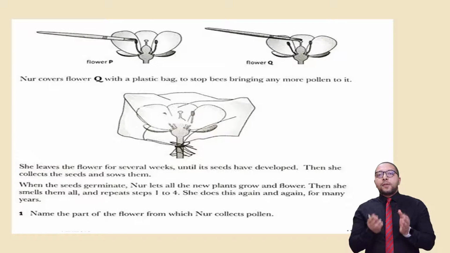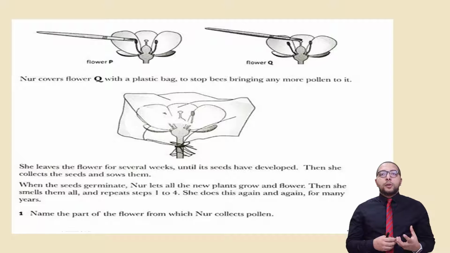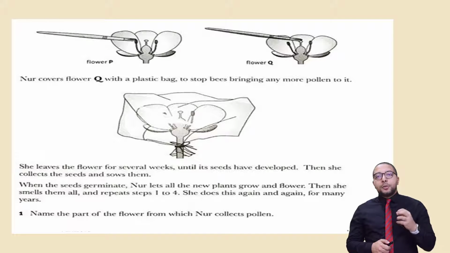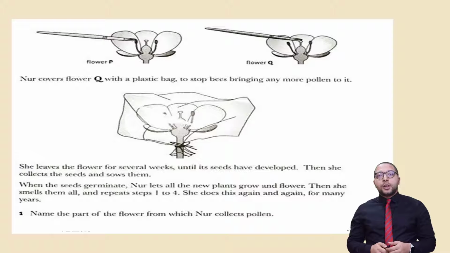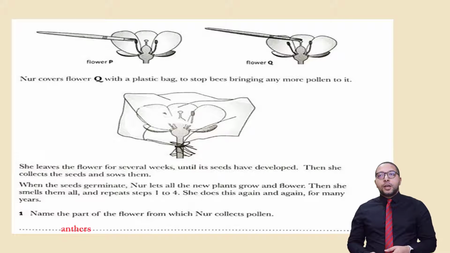As you know, we have in a flower a male part and a female part. The question is asking you from which part exactly did Noor collect the pollen. Pollen represents the male genes, or it's the cell that contains the male genes, and it's found in the anther.